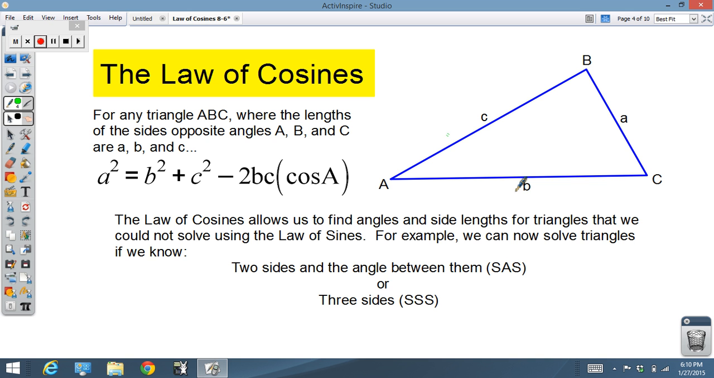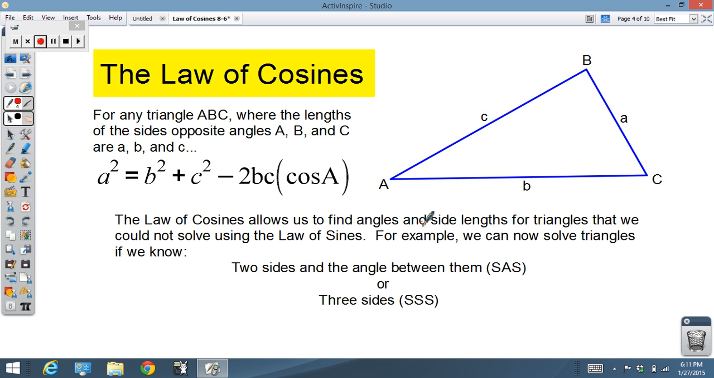If we have three pieces of information, we can now solve any triangle using the law of cosines. If we know, for example, two sides, like let's just say c and b, and the angle between them, right? So we don't have a situation where we know any angle opposite. I know angle A, but I don't know little a. I know side c, but I don't know angle C. I know side b, so I can't use the law of sines here.